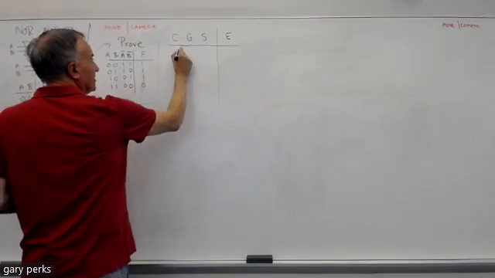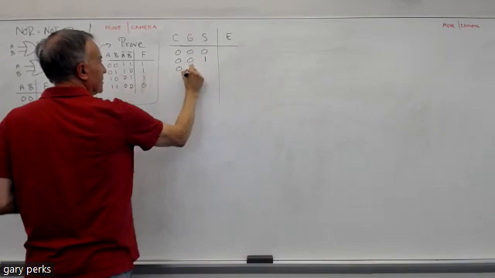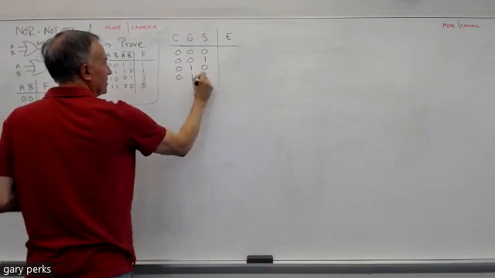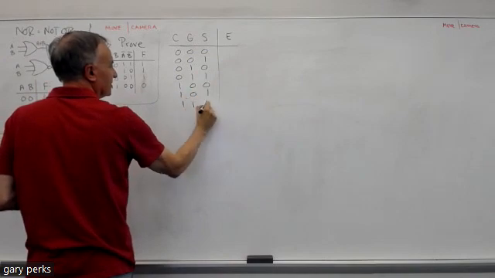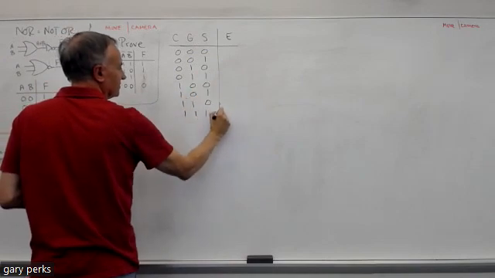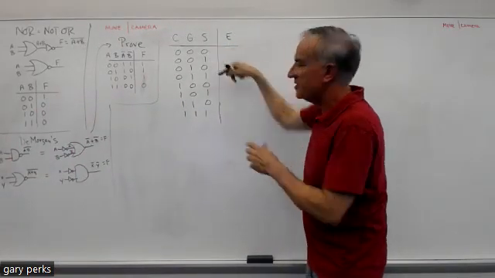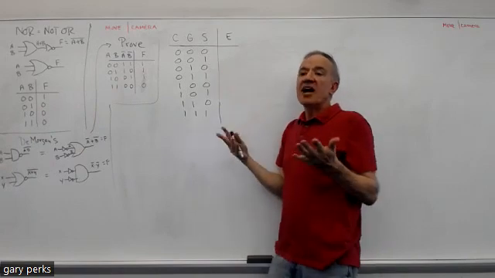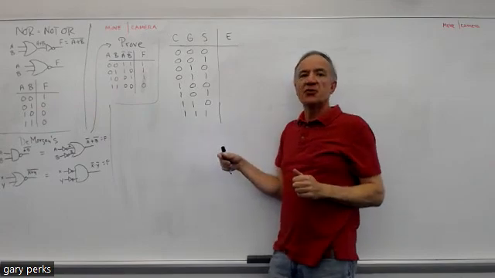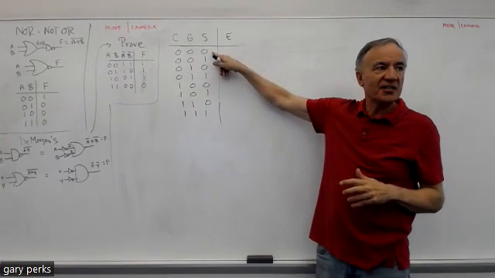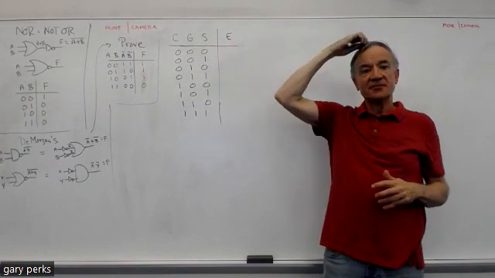So all of these could be 0, or it could have 0, 0, 1, or 0, 1, 0, 0, 1, 1, 1, 0, 0, 1, 0, 1, 1, 1, 0, 1, 1, 1. Just make sure I didn't make a mistake. 2, 4, 6, 8. I'm just counting in binary. And by convention, when we make a truth table, we'll put the inputs in binary order. So if you were taking these as a binary number, say it's 0, 1, 2, 3, 4, 5, 6, 7.